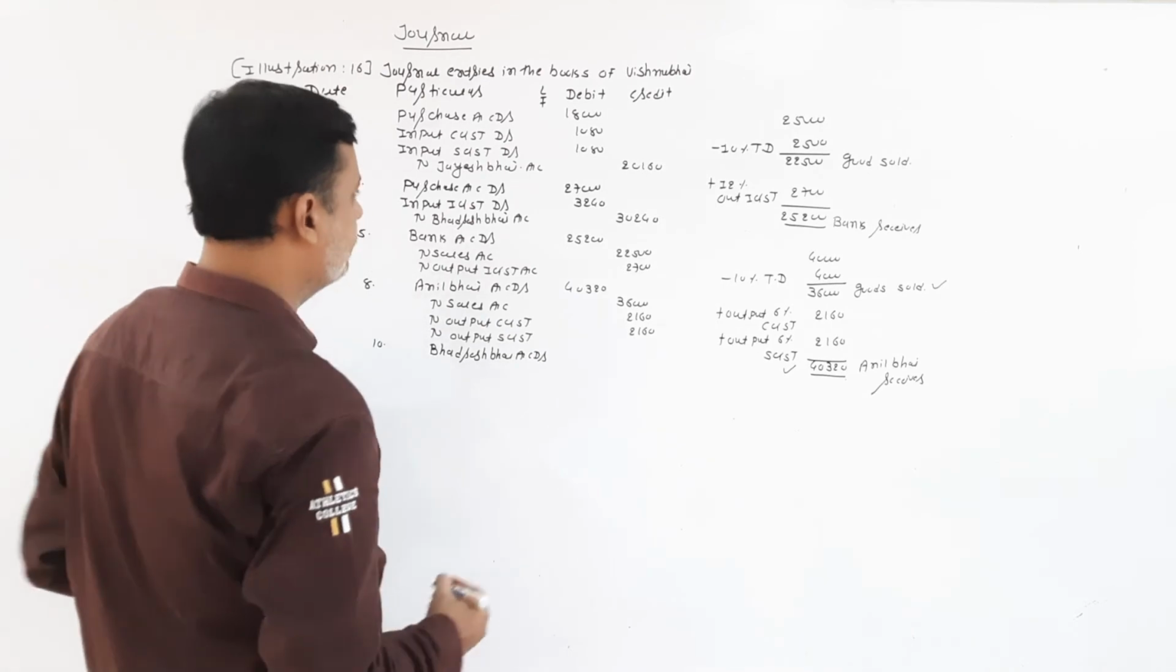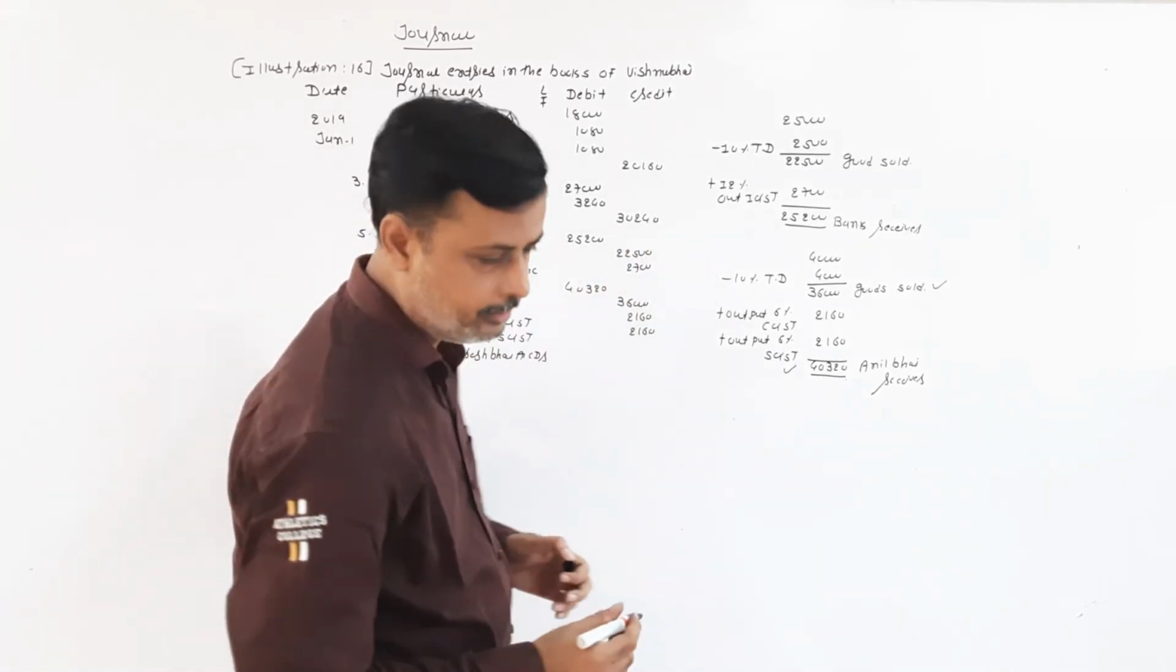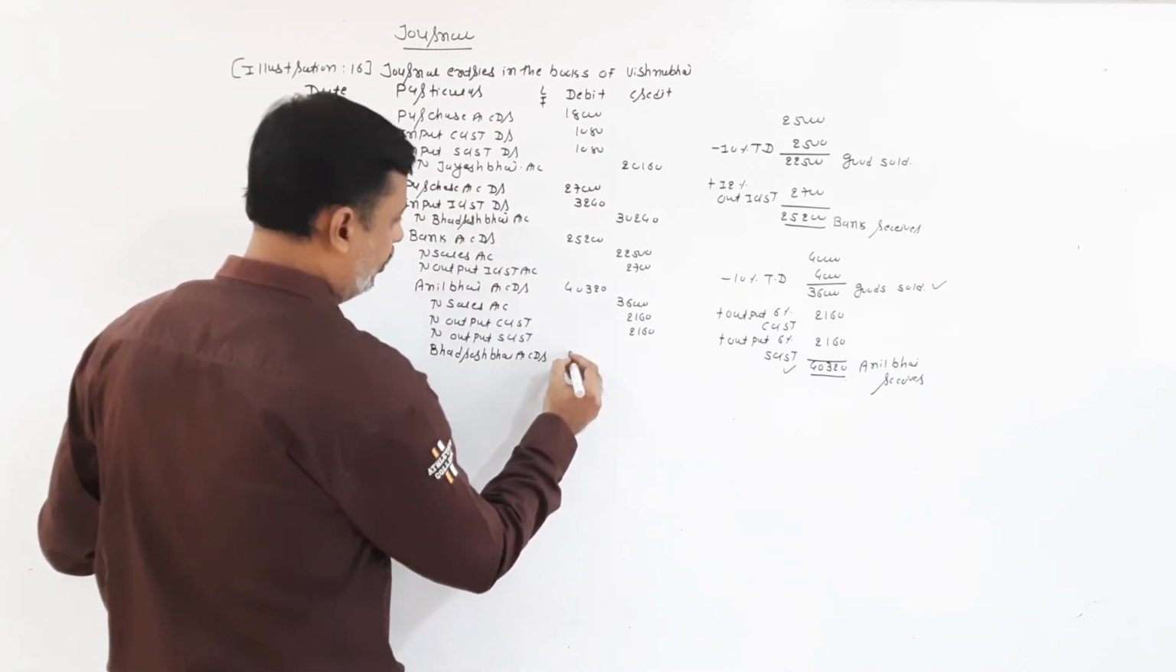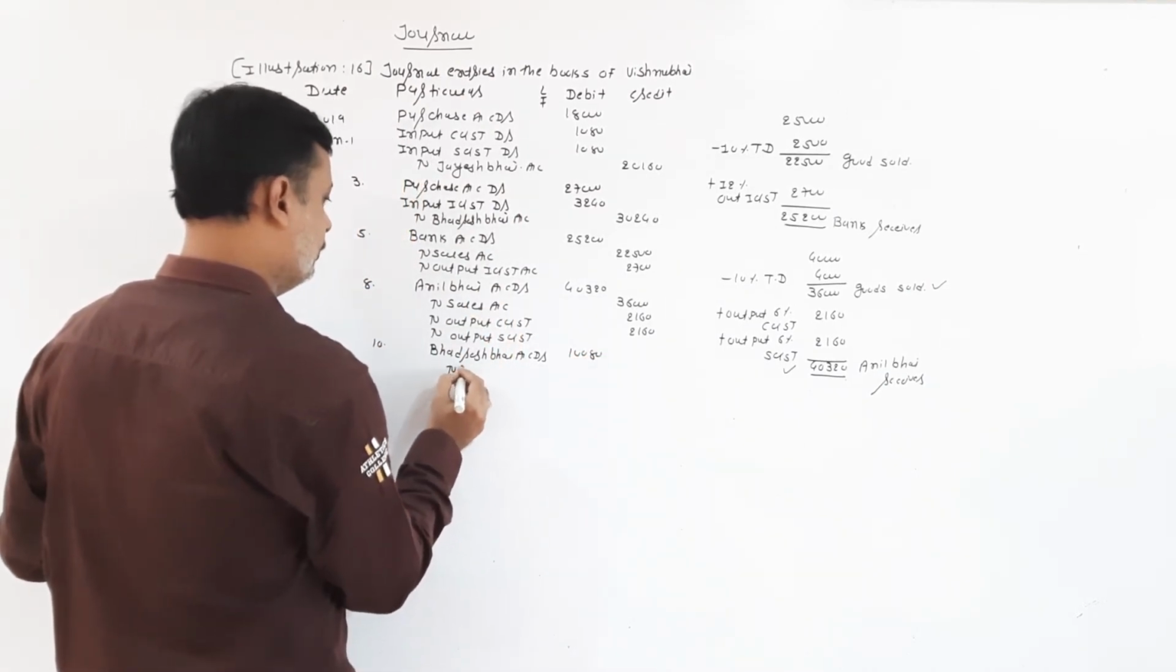Badresbai account debit 30,240 divided by 3, 10,080.